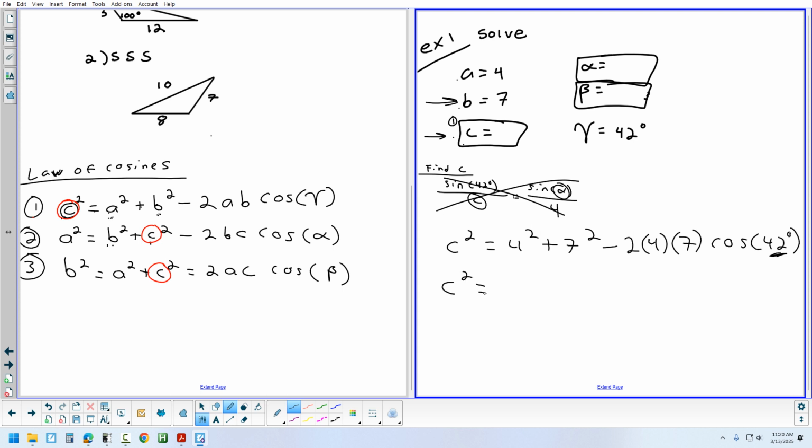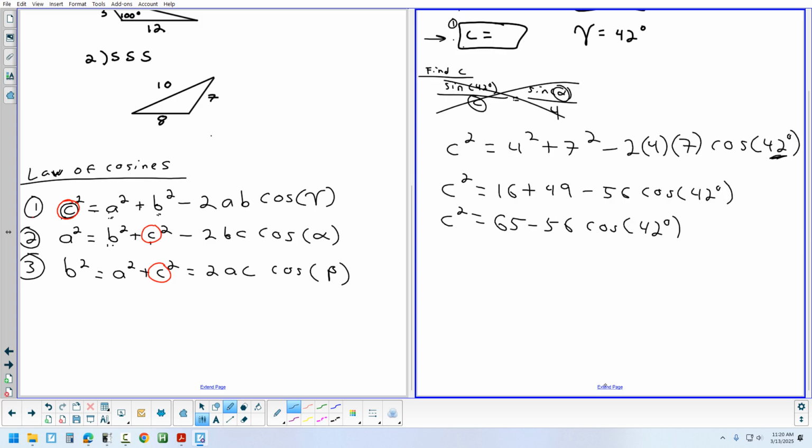4 squared gives me how much? 16. And 7 squared? 49. And 2 times 4? 8. 8 times 7 is 56, times cosine 42. So next step, we're going to add 16 and 49, and that gives me how much? 65, yep. Minus 56 cosine 42. Now, just make sure we follow order of operations.